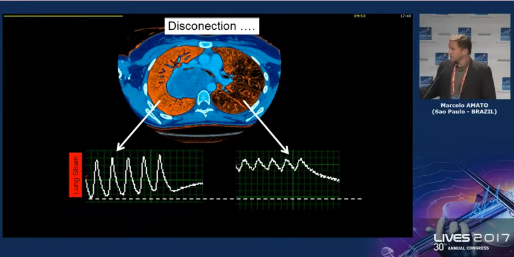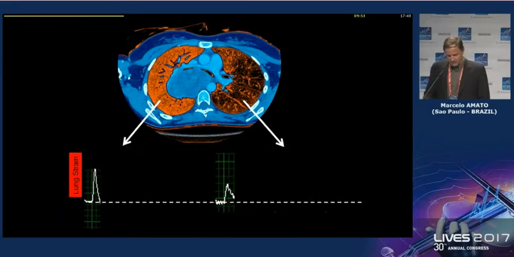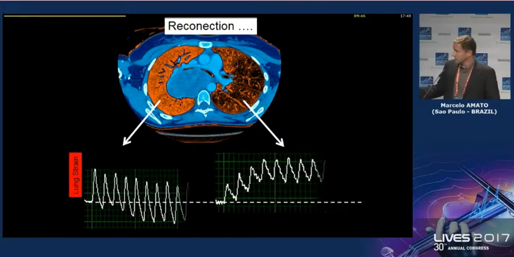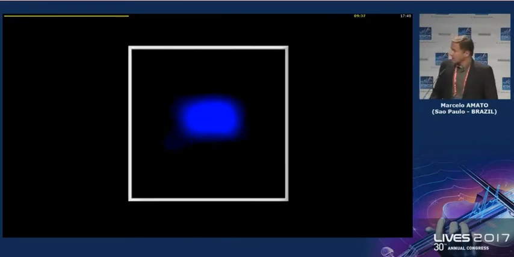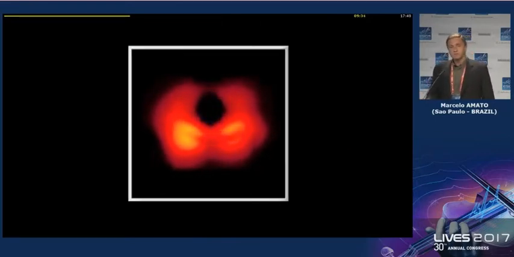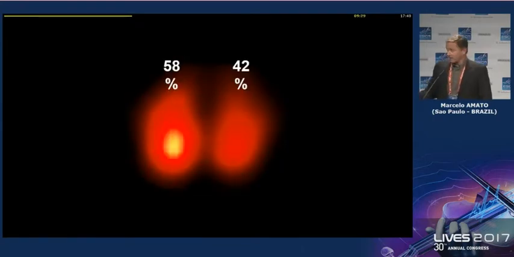So, well, maybe this lung was overinflated, and this was clearly the case. When we reconnected the patient, we could see that there was auto-PEEP building up, and this lung was squeezed to the right side. But then when we analyzed the perfusion, wow, this was very surprising. Completely bilateral perfusion. And in fact, we had more perfusion in the right lung. So clearly, there was no pulmonary vessel occlusion.